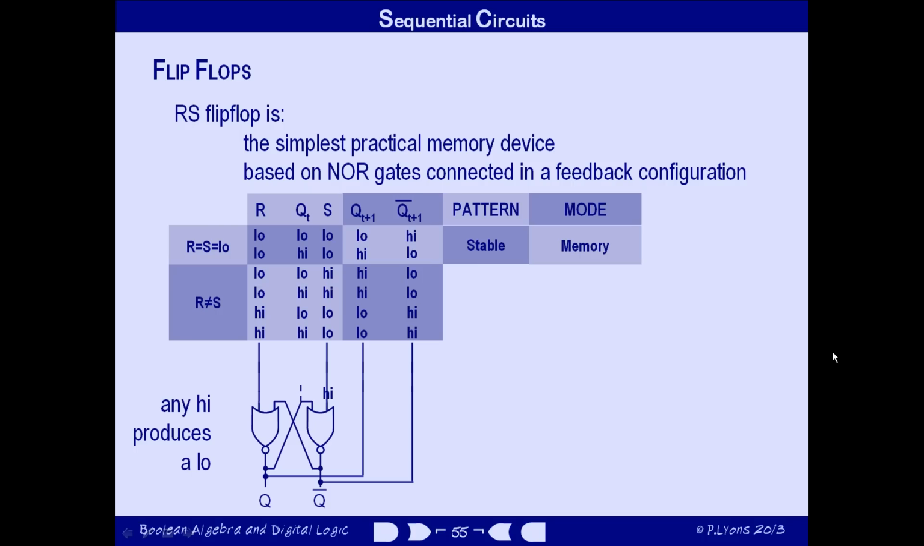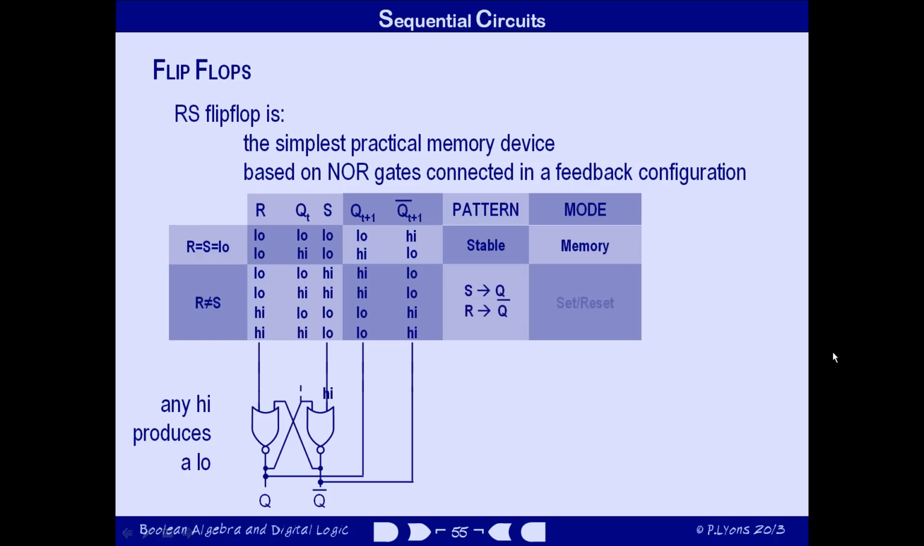However, now that we've listed all the outputs that are produced where R and S differ, we can search for a pattern. Here it is. The new value of Q at time t plus 1 is equal to the value that we input as S. So we can say that we've loaded S into Q. Or if you like, we can say that S is used to set the value of Q, and that of course is why it's called S. And the new value of not Q at time t plus 1 is equal to the value we input as R. So we've loaded R into not Q.